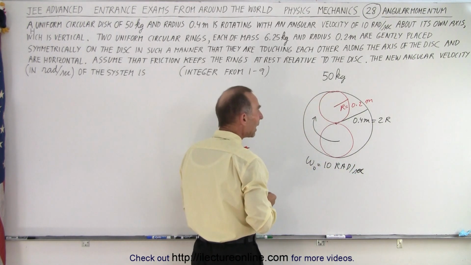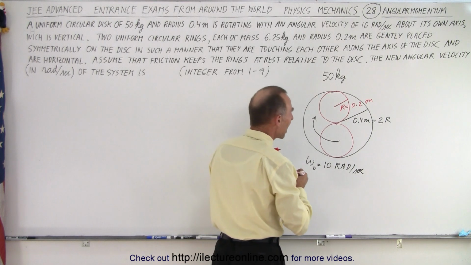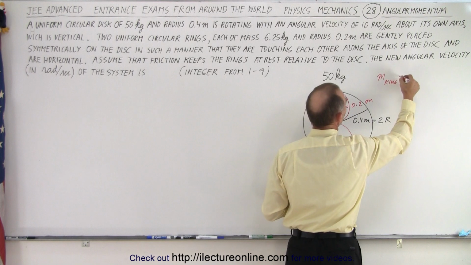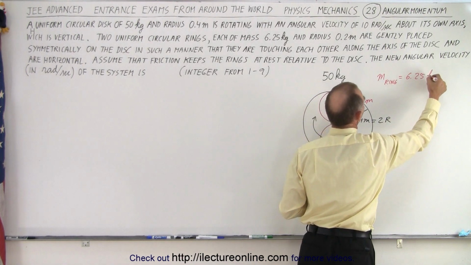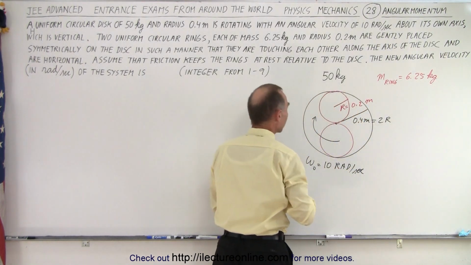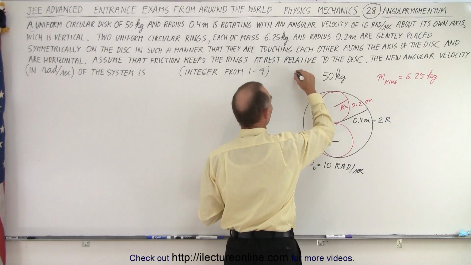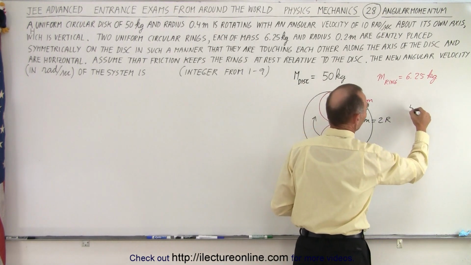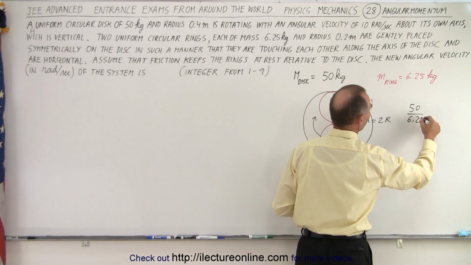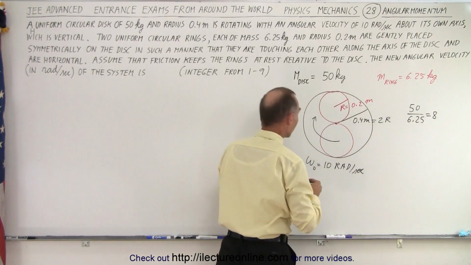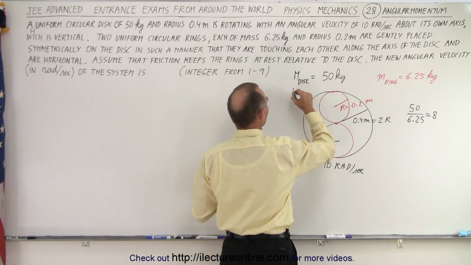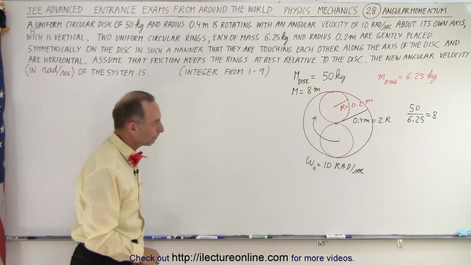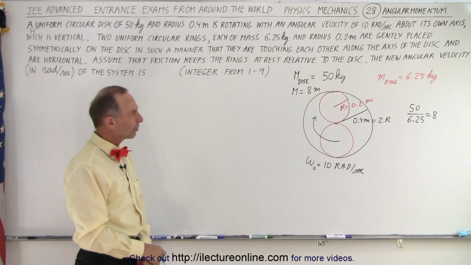Like so. And notice that the mass of the ring is equal to 6.25 kilograms. Let's make this big M for the mass of the disk. And notice that 50 divided by 6.25 is exactly 8. So that means that the mass of the disk is equal to 8 times the mass of the ring. All right. So how do we solve this problem?